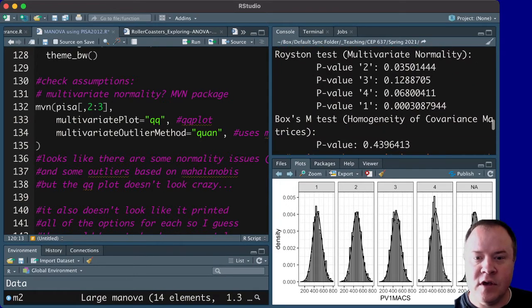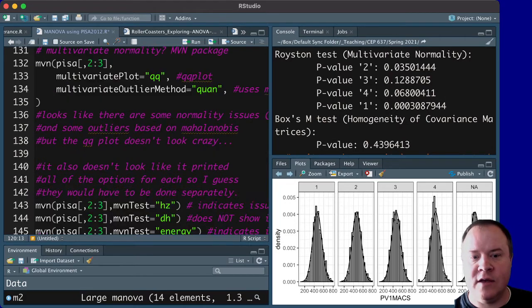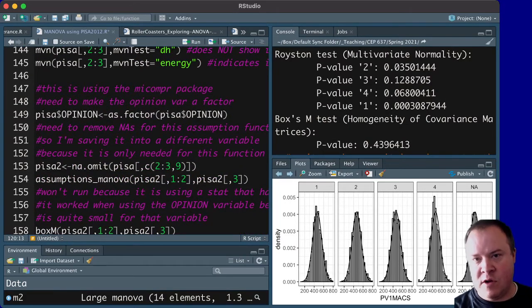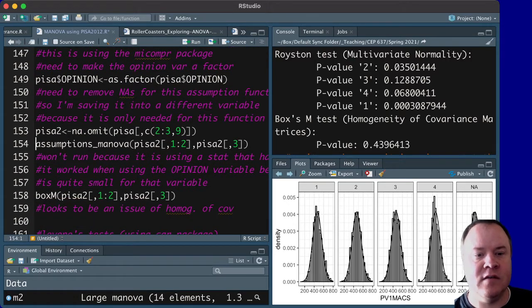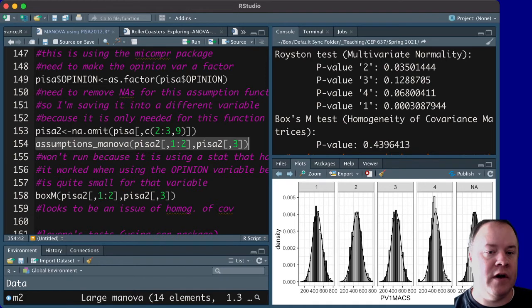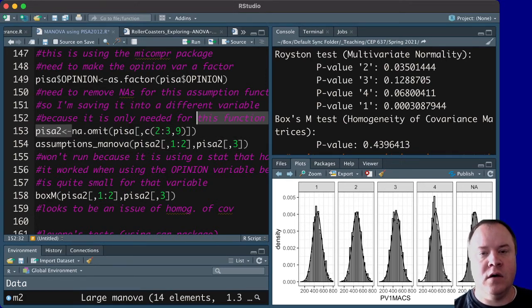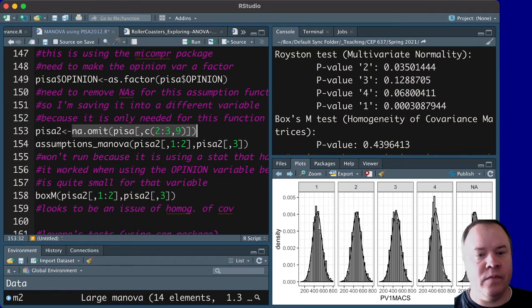And then, of course, something that we couldn't run in the last video because of sample size, but we've dropped down a little below that from some missingness from students responding to the question about whether they had opinions in math. You can run this line, assumptions_manova, and don't forget to remove the missing data, because it won't do that for you with this test and it won't run without it. So I've just stored that into a different variable temporarily here to run this.